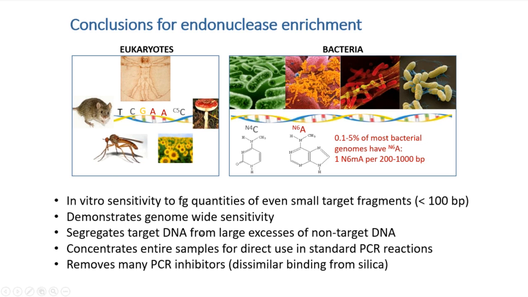We can demonstrate genome-wide sensitivity. There aren't a lot of hot spots or cold spots. And we can segregate or enrich a target DNA from a large excess of non-target DNA. This process can be done where we can concentrate an entire sample, hundreds of microliters up to a milliliter, for direct use in a PCR reaction. And we see that at least some PCR inhibitors are removed during this process, or reduced in a way that is not like silica.